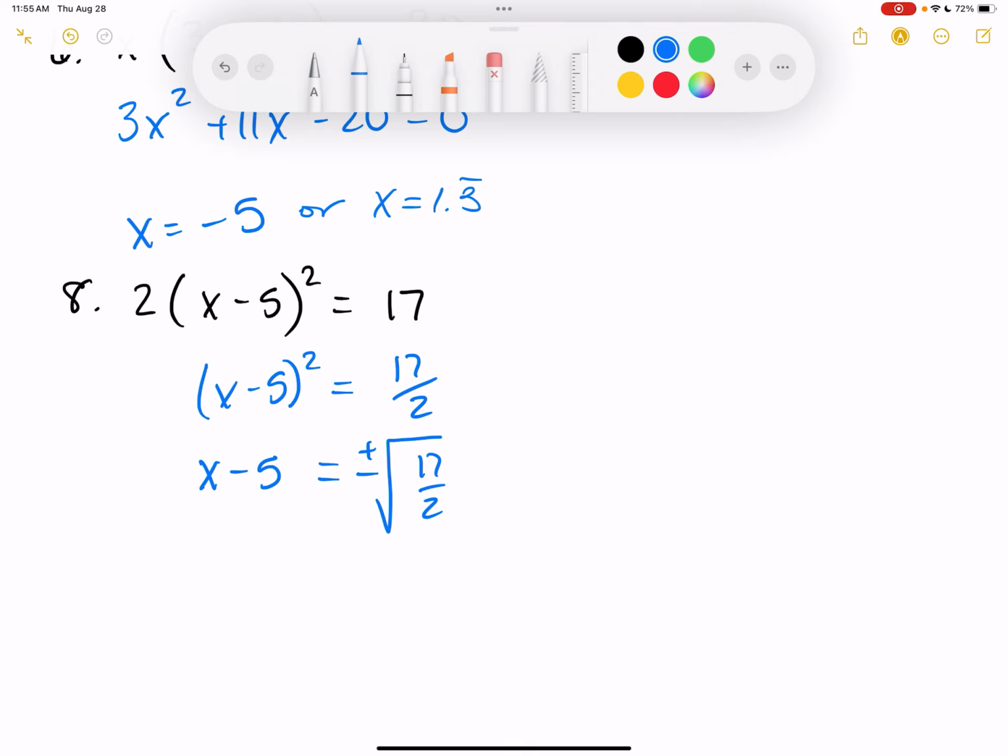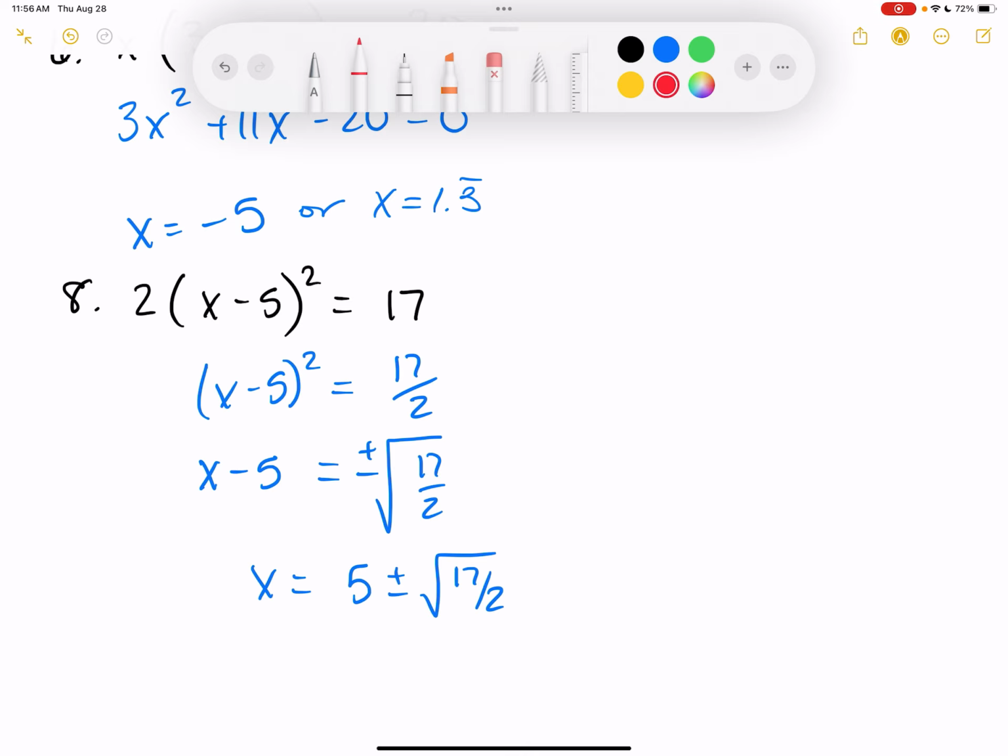So then we move the 5 over, so x is equal to 5 plus or minus the square root of 17 over 2. Now I know many of you have gotten my lecture about how it can't be positive or negative at the same time. I'm not going to make you split it. Know that you shouldn't leave it that way. Now, should I leave my radical this way? Can I have a radical on the bottom? No. So what do I need to do? Fix it.